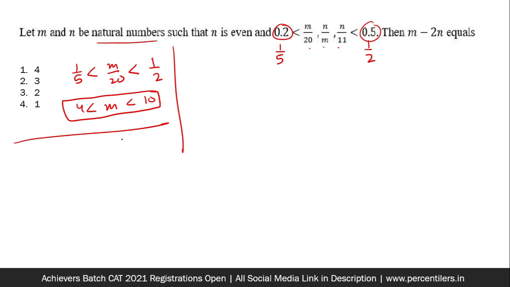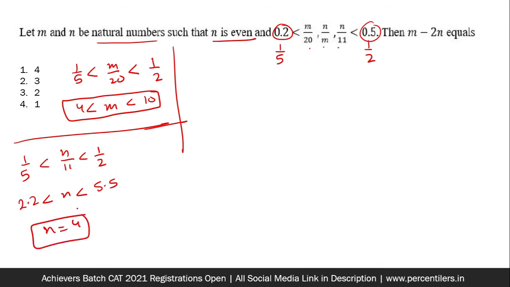Next I'm going to take n by 11 in the middle. Multiplying the entire inequality by 11, I'll get n to be between 2.2 and 5.5. Now n is a natural number but is even also, so I think the only possible value for n according to the latest developments is 4. So if n is 4 and m is between 4 and 10, now I'm going to take the remaining fraction n by m. So I can write 4 by m to be between.